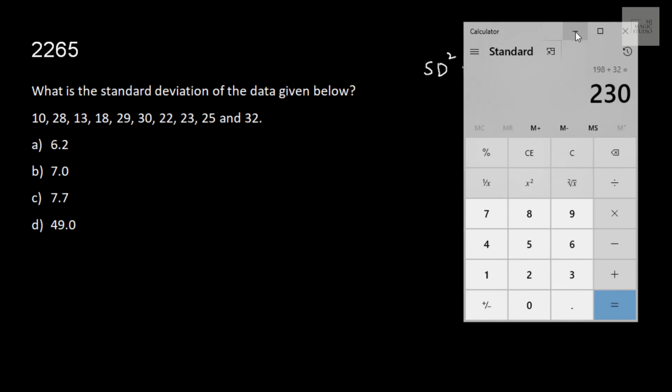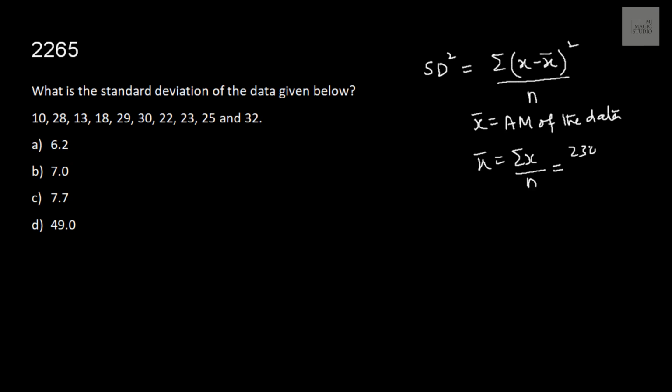That is 230, divided by how many data are given? 1, 2, 3, 4, 5, 6, 7, 8, 9, 10. That means mean is 23. Now we need to subtract these numbers from 23 and then square up. 10 minus 23 is minus 13, square is 169. 28 minus 23 is 5, square 25. 13 minus 23 is minus 10, square 100.